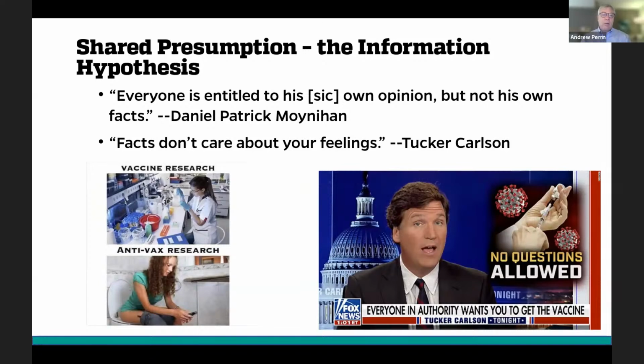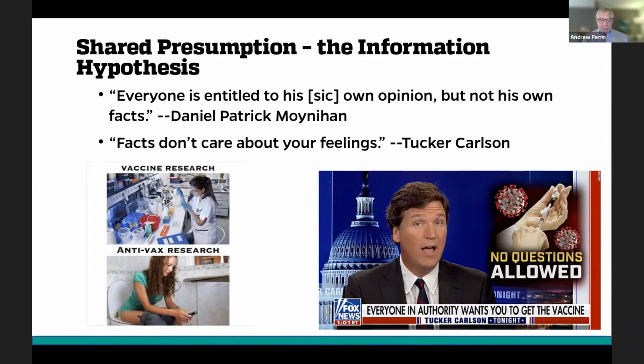The shared presumption across the board, though, is this idea of what my colleague and I call the information hypothesis. We get this from the liberal left, Daniel Patrick Moynihan: everyone is entitled to his own opinion, but not his own facts. We get it from the political right, from Tucker Carlson, one of his favorite slogans: facts don't care about your feelings. Here's a left-wing meme that shows two women engaging in quote-unquote research. Vaccine research is a woman in a lab coat using test tubes at a lab bench, and the presumably right-wing woman is doing her anti-vax research on the toilet on her cell phone.